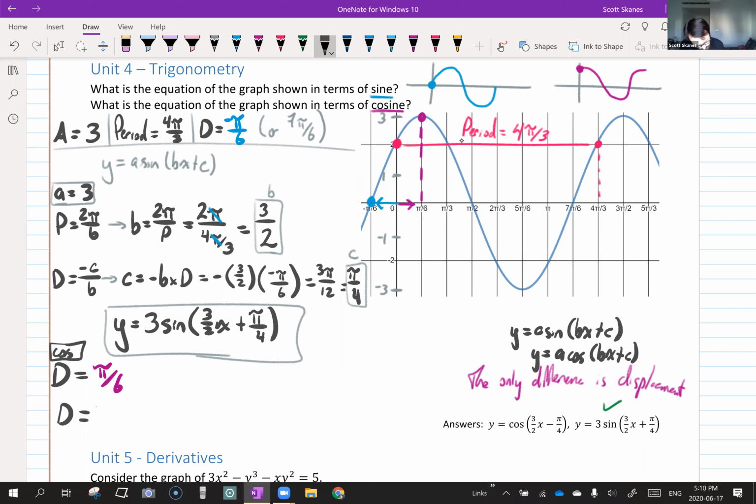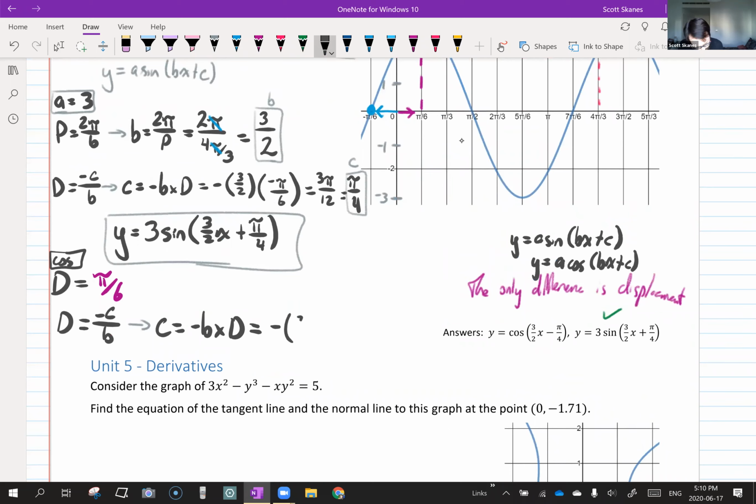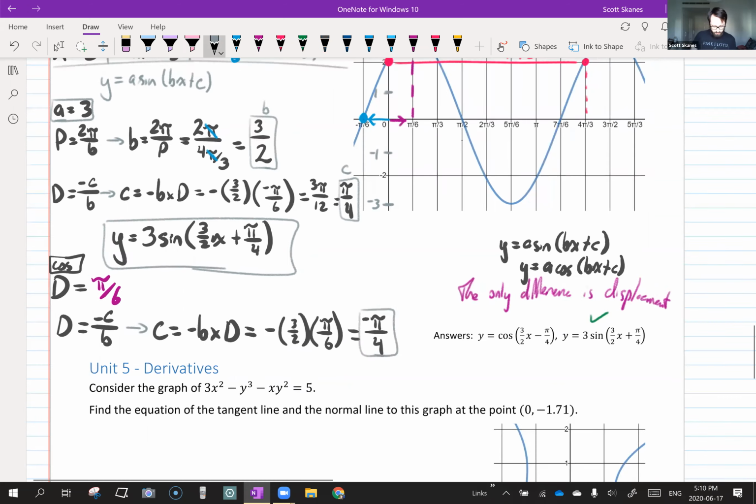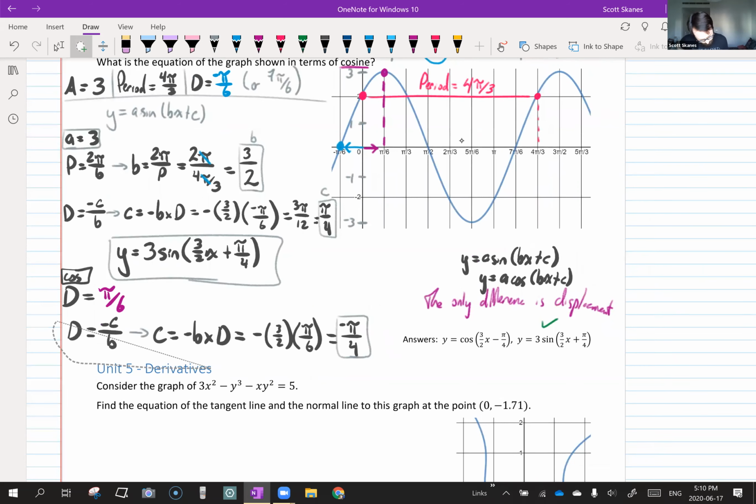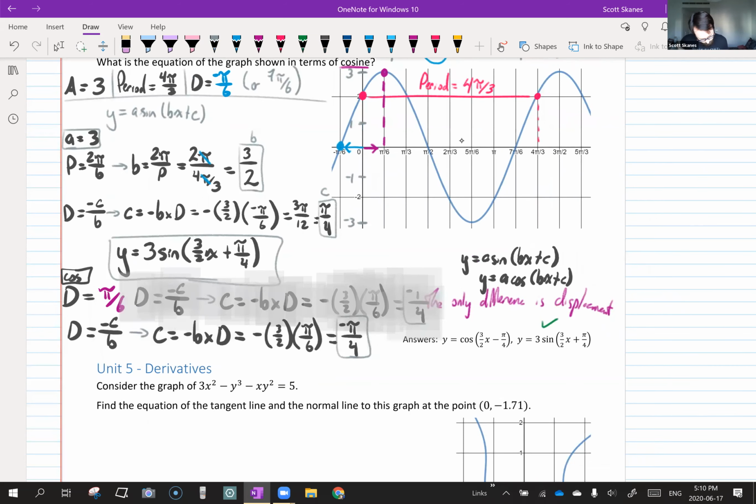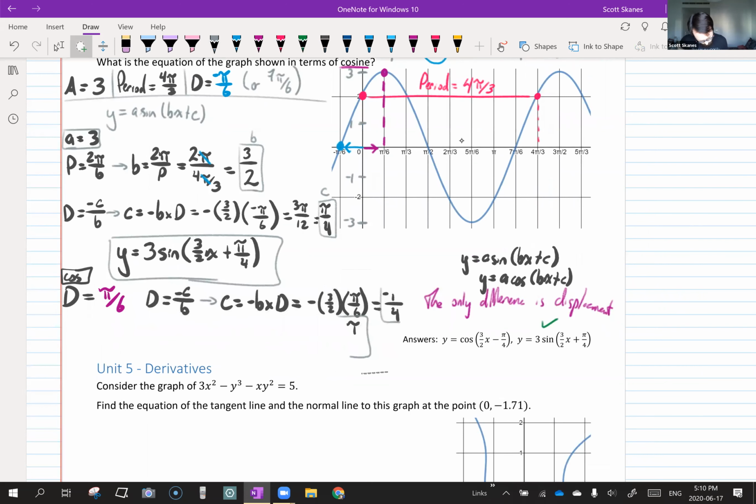So displacement is negative C over B. C is still negative B times D, but it's the new D. So negative 3 over 2 times the new D, which is pi over 6. And that would simplify to negative pi over 4. So I'm going to try to make some space here. Oops. It didn't work as planned.